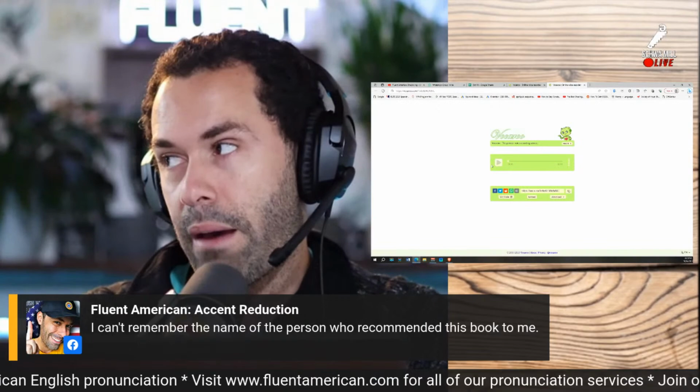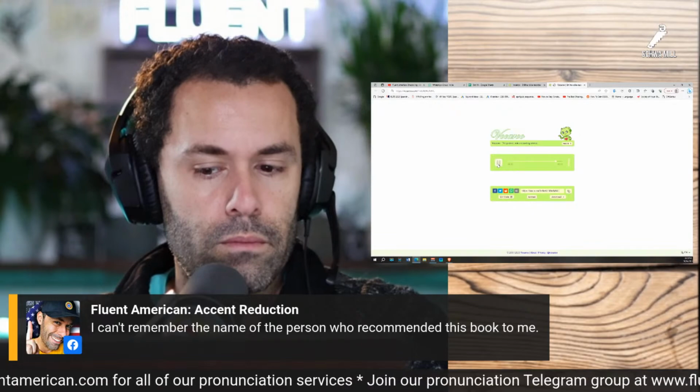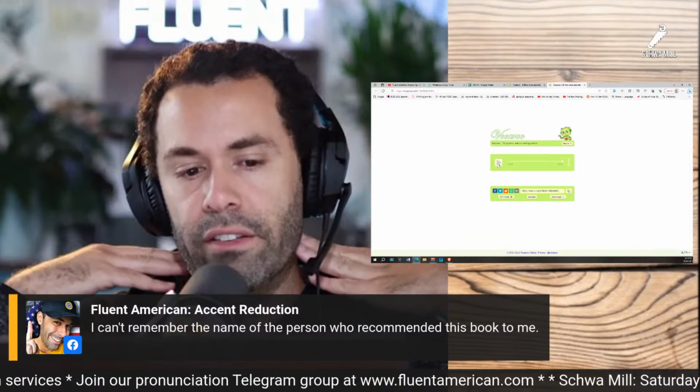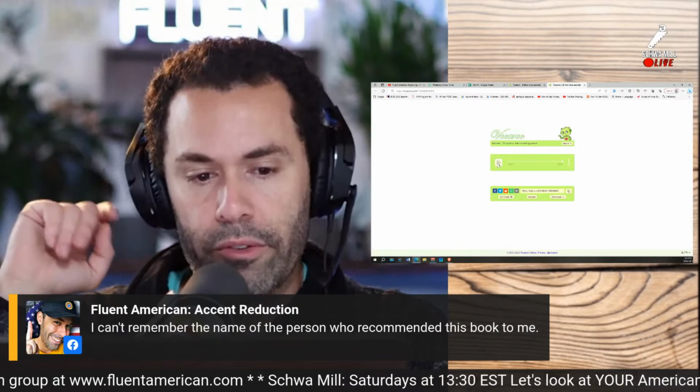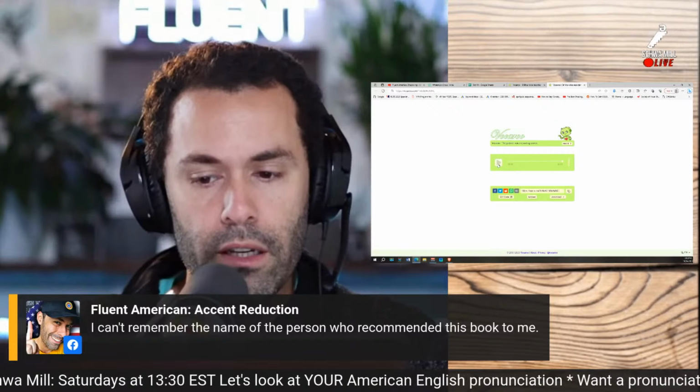I can't remember the name of the person who recommended this book to me. Now, it does feel like the placement's a little bit high. It almost feels like we're kind of talking like top of... I can't remember the name of the person who recommended this book to me. Versus the way I would say it with a lower placement would be, I can't remember the name of the person who recommended this book to me. The placement feels a little high.